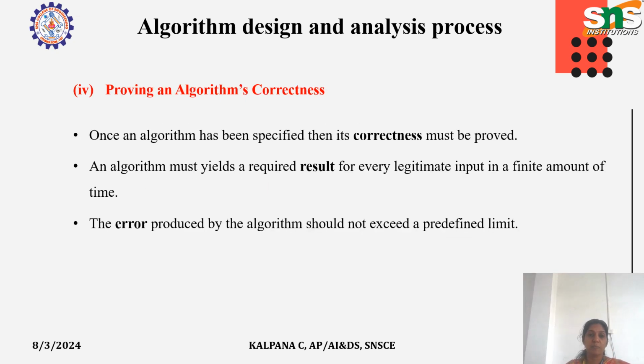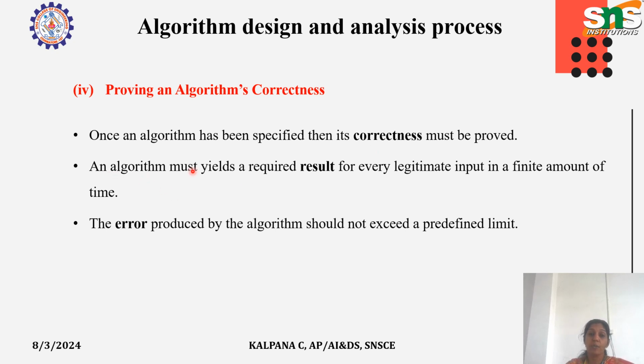And the fourth step is proving an algorithm's correctness. Once I understand the problem, and choose which algorithm I am going to apply to solve it, I must prove that algorithm's accuracy or correctness. So once an algorithm has been specified, its correctness must be proved. How accurate it is, that I must prove first.